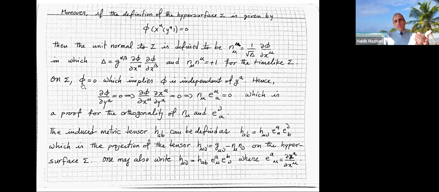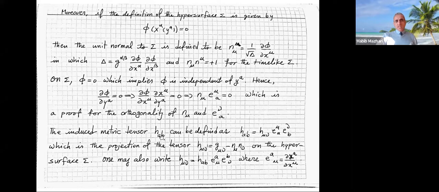It means that everywhere on the surface, phi should be 0. Therefore, although x mu has a relation with y a, phi is not a function of y, because when you walk on the surface, your phi doesn't change. In other words, d phi dy a should be 0. Using the chain rule, it gives you d phi dx mu times dx mu dy a should be 0. This is the tangent vector on the surface, and this is just n mu, as we said before. So it tells you that n mu is normal to the surface, or to the tangent of the surface. So these are, as I said, basic formulas.